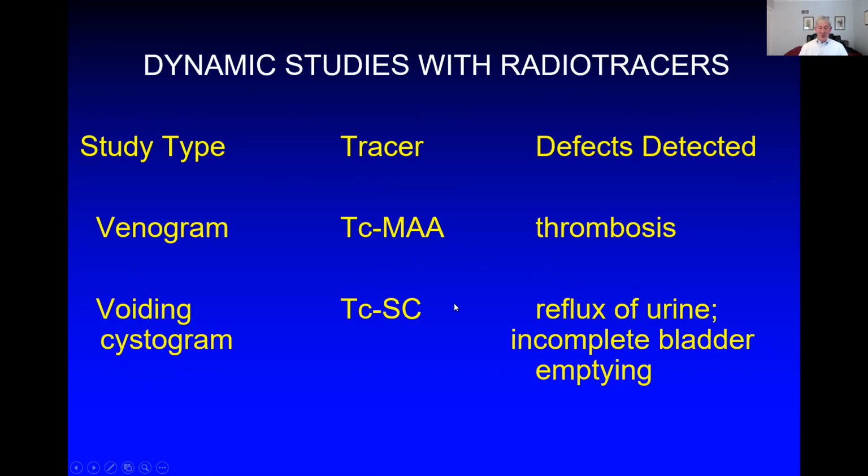How about this one, voiding cystogram? We use sulfur colloid. We push it through a catheter into the urinary bladder, and then we watch it empty, usually pretty rapid. These are almost always children's studies, not always, but almost. And we can look at whether urine is refluxing back up to the kidneys. Is the bladder empty completely or not? And this is a very valuable, very commonly performed study. The most difficult part of it is probably catheterizing the patient.